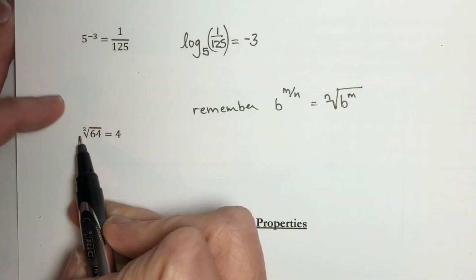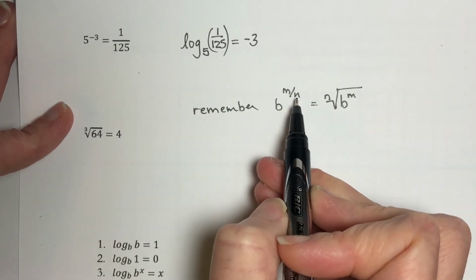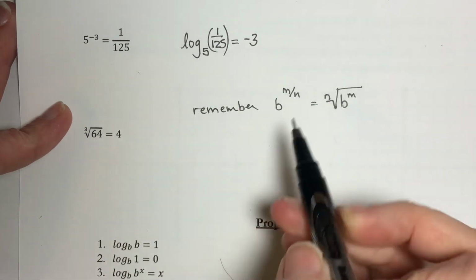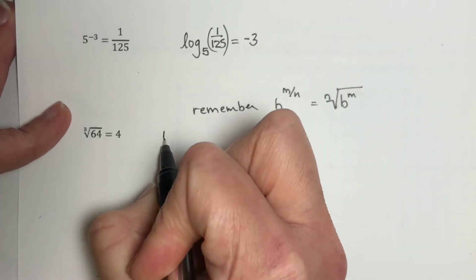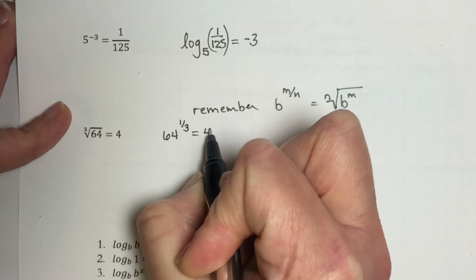So right here, the 3 is the index, the 3 is the denominator of your exponent, and this is not raised to a visible power, so I'm just going to leave that as a 1. This is the same thing as 64 to the 1/3 power equal to 4.